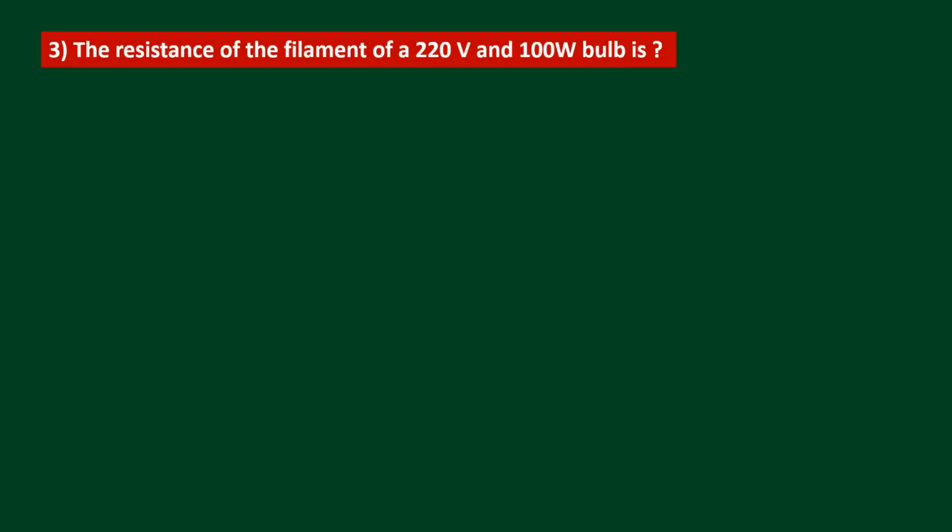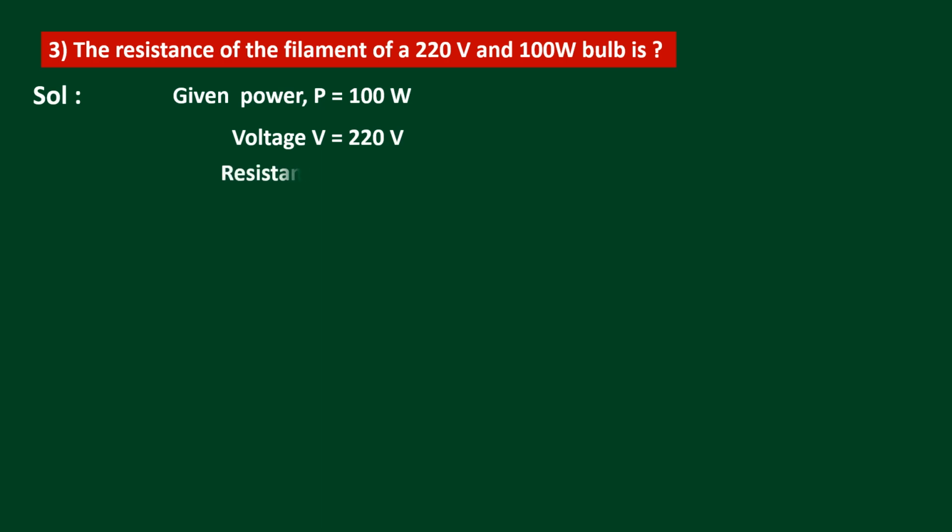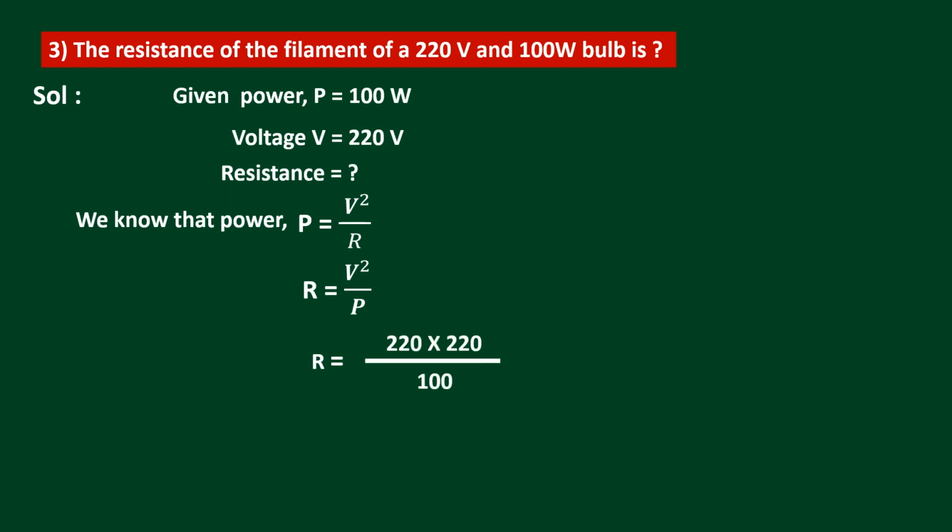Now, next question. The resistance of the filament of a 220 volt and 100 watt bulb is. Given power P is equal to 100 watts, voltage V is equal to 220 volts, and we have to find the resistance. We know that power P is equal to V square by R. From this we get R is equal to V square by P. So R is equal to 220 into 220 by 100. If you simplify the above equation, we will get resistance of the filament as 484 ohms.